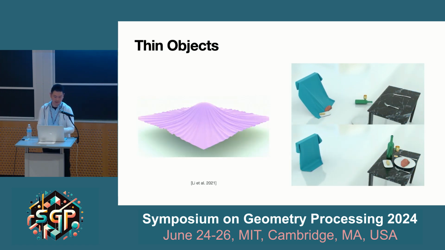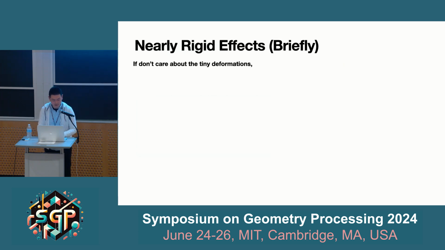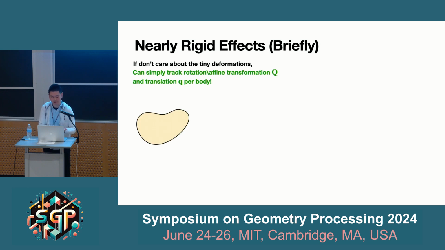And here we are coupling cloth simulation with elastic bodies and also nearly rigid bodies like the bottle and the cup. And here, for nearly rigid bodies, if we don't care about the tiny deformations or, say, the fast vibrations, we could also just track the rotation and affine transformation and the translation per object. And then we have much fewer degrees of freedom to solve in the system.